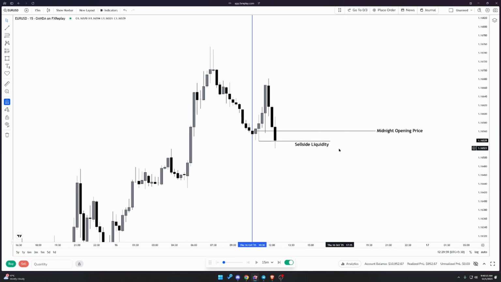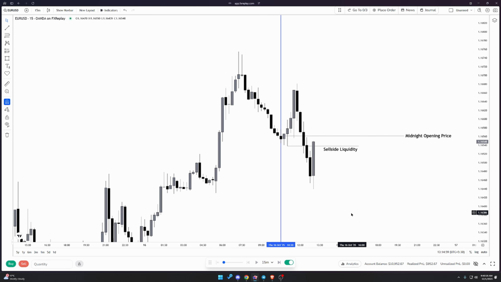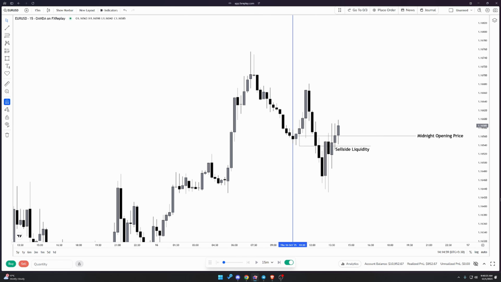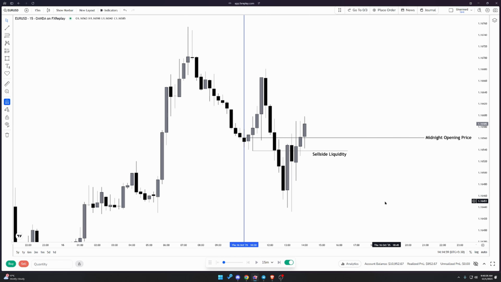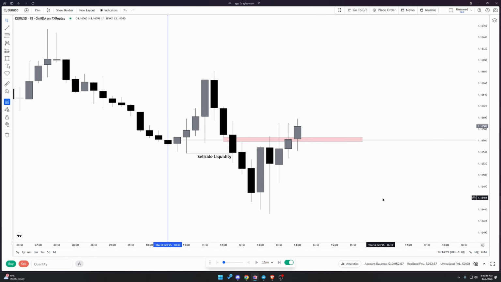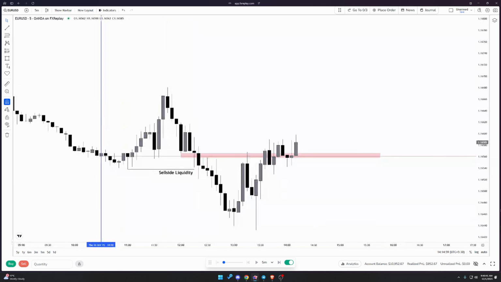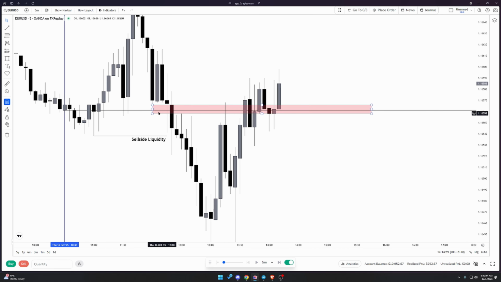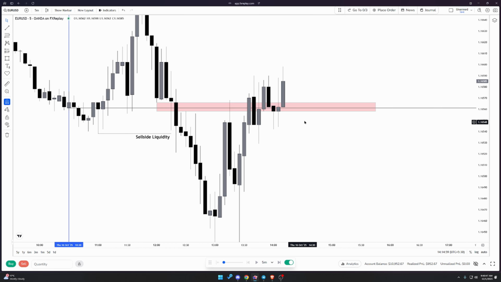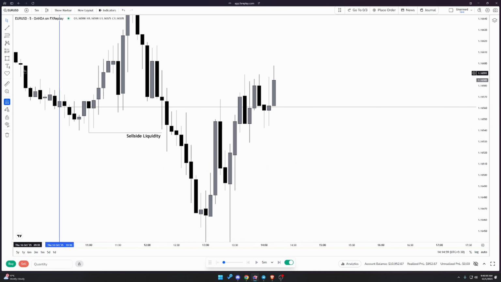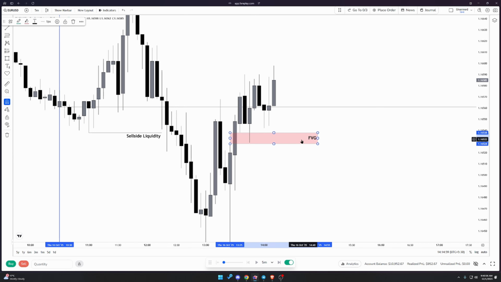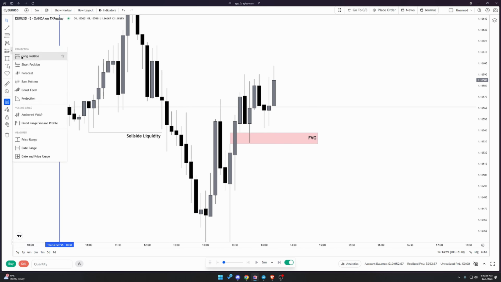So the price has swept our sell-side liquidity. Now we only want bullish confirmations. So here we have a 15-minute inverse fair value gap. But let's drop down to a lower time frame to see it more clearly. We always have to consider discounted price for entries. So look here, we have a 5-minute fair value gap, which is more clear.